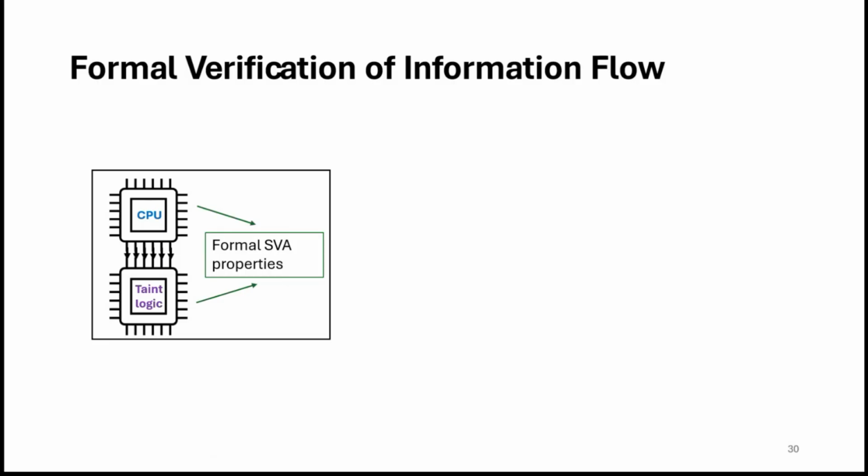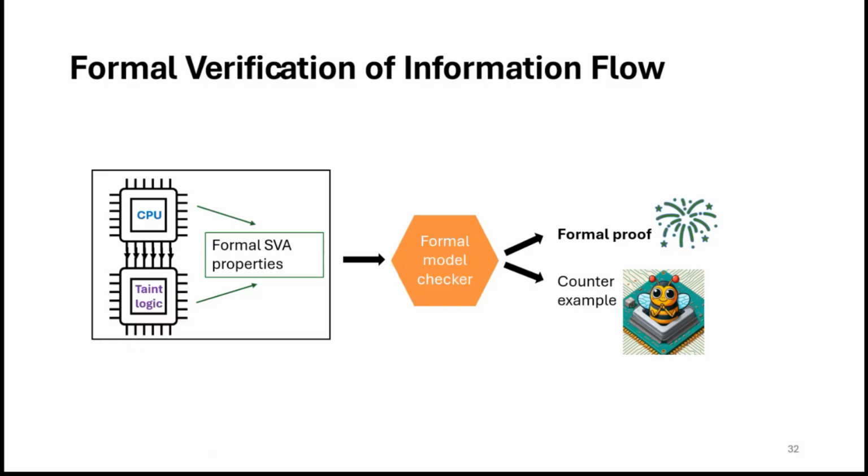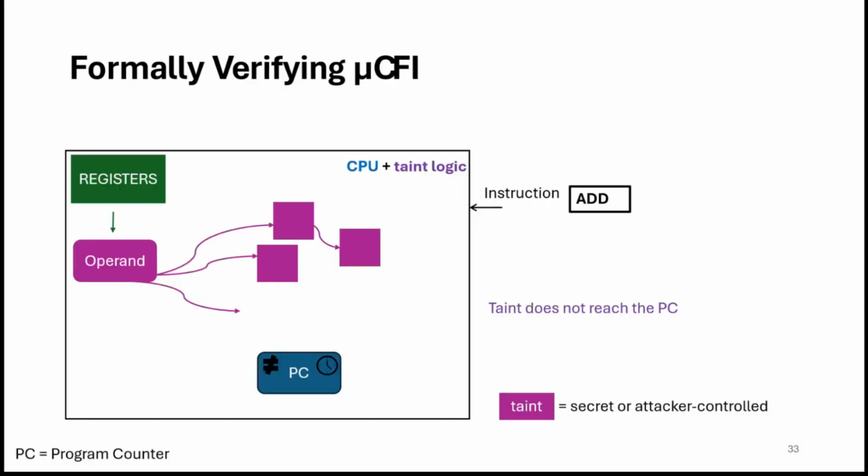We use this then to specify the properties, and then we use, as said before, the model checker and either get a proof or a counterexample. So let's look at some instructions. If we have an add, we inject taint into the operand, and then the taint flows through the whole design. But if everything goes well, it never flows to the program counter. We could prove that.